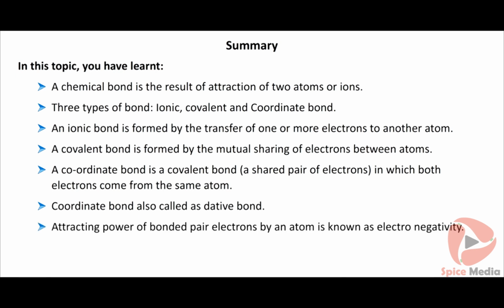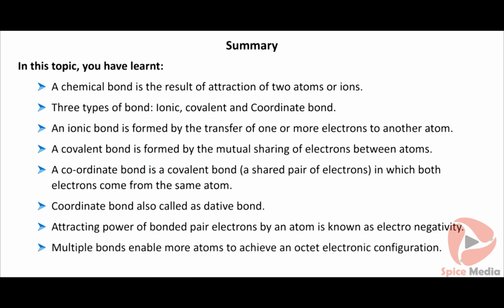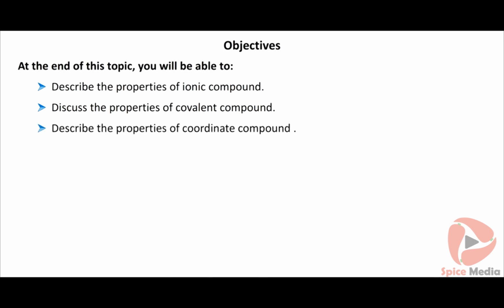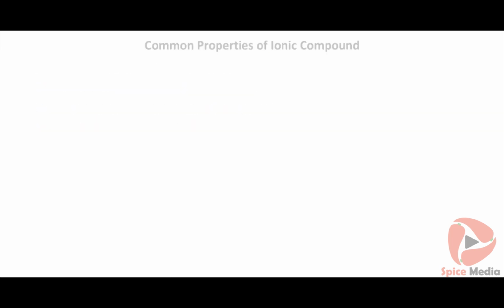Attracting power of bonded pair electrons by an atom is known as electronegativity. Multiple bonds enable more atoms to achieve an octet electronic configuration. Lone pairs of electrons are not involved in bond formation. At the end of this topic, you will be able to describe the properties of ionic compounds, discuss the properties of covalent compounds, describe the properties of coordinate compounds, and discuss the exceptions to the octet rule.